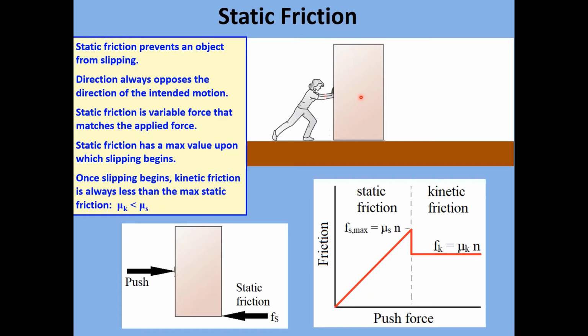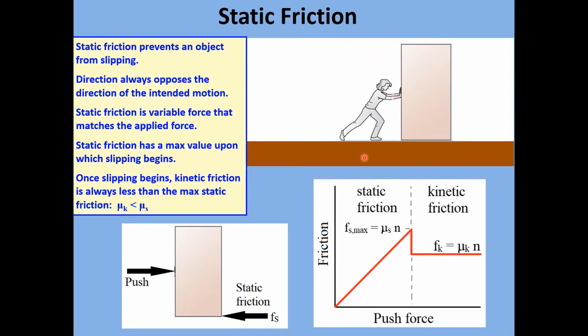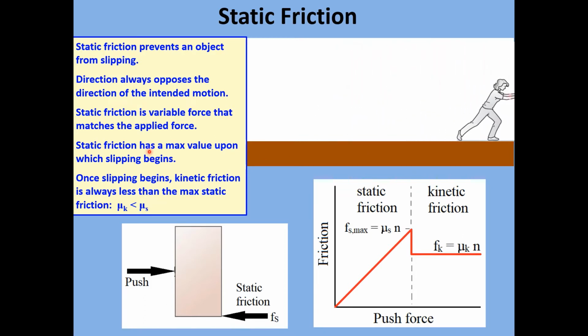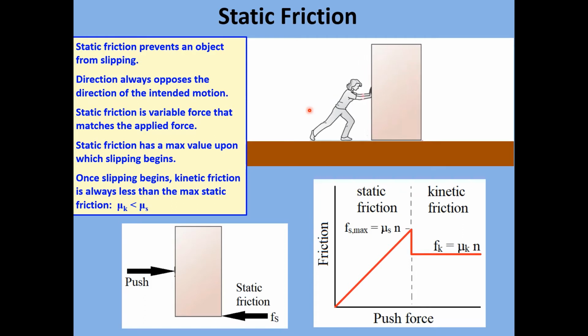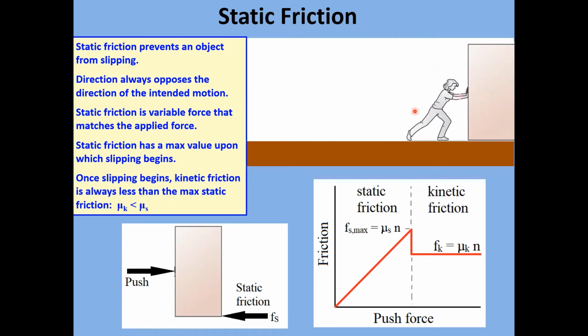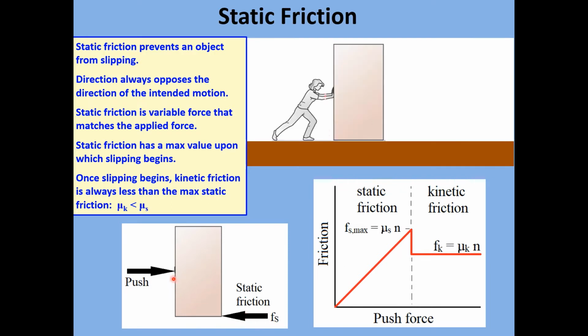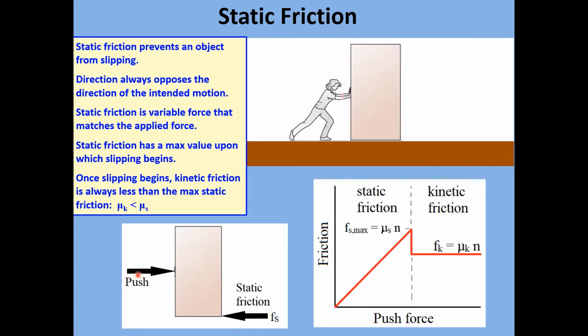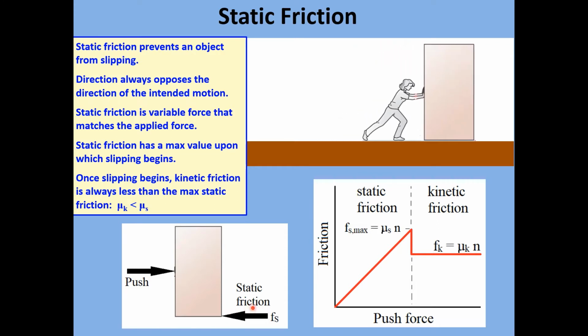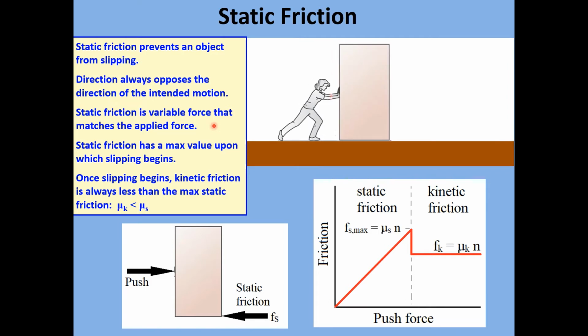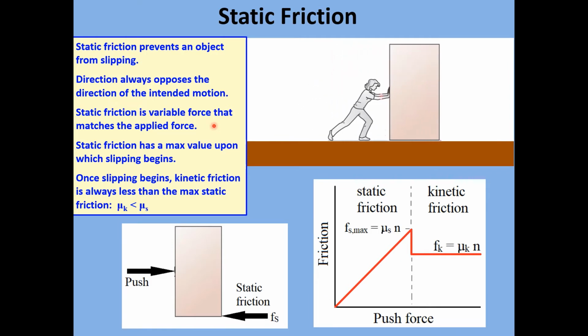So I'm going to go ahead and run the demonstration here, the animation that is. Notice she's pushing, nothing happens. And now all of a sudden it starts to slip and go across. So what is happening here? Well, static friction, first of all, always opposes the direction of intended motion. So if she's trying to push this crate to the right, the static friction force is going to push back to the left. So here's a sort of free body diagram of our crate. Her push is to the right, static friction opposes that and pushes back to the left. What's interesting about static friction, though, is that it's not a constant force. It's a variable force that matches the applied force.